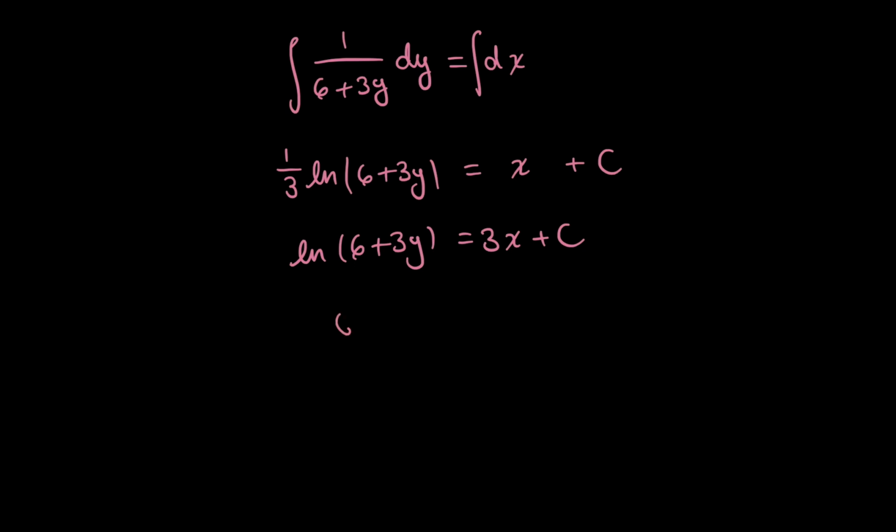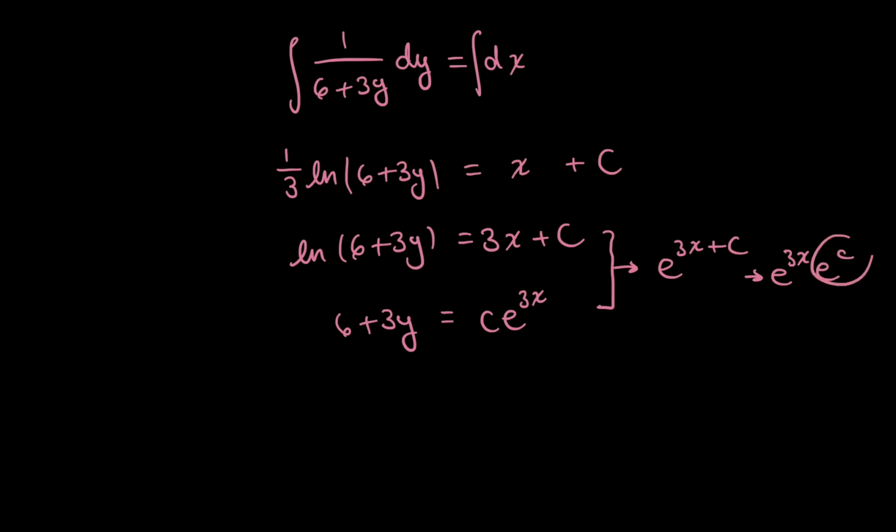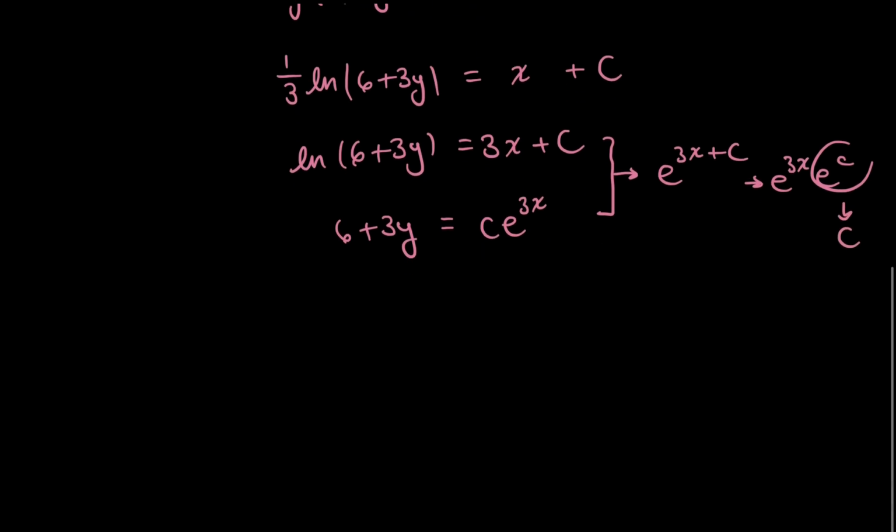And now I'm going to take the exponent on both sides to get rid of that log. So I'll have 6 plus 3y on my left-hand side is equal to e to the, actually, more absorption happening. I'll have c times e to the 3x. And the way I got that c multiplied by the e is, I'm going to write that in here so you could see all the steps. It ends up being e to the 3x plus c, which becomes e to the 3x times e to the power of c. And because that's just a constant, I absorbed it into another constant, which just becomes c again. And that's how I ended up with this form.